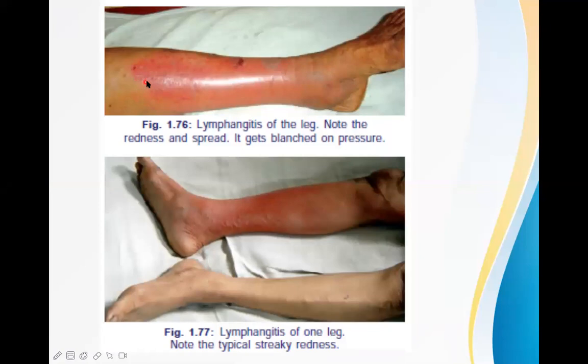Now this is the lymphangitis of the leg, okay. Note this is a redness and it is rapidly spreading, and again I'm highlighting the same point. I give a gentle pressure here. If it gets blanched on pressure, probably this is a case of erysipelas. If it doesn't, this is a case of cellulitis.